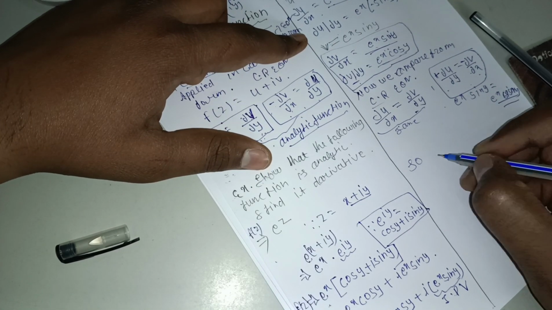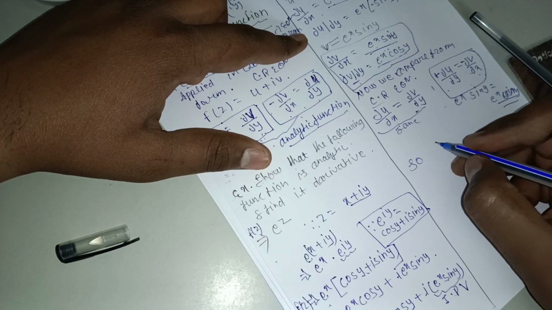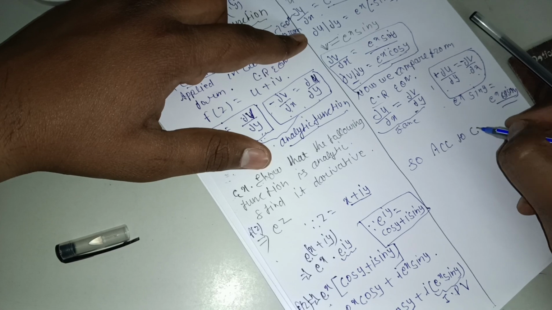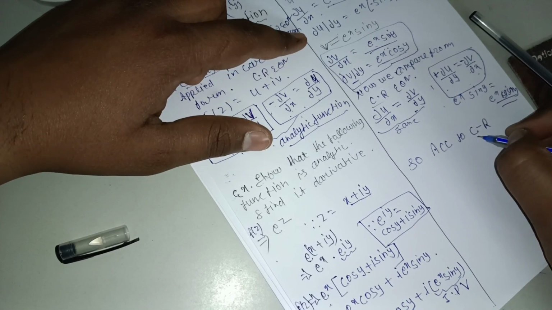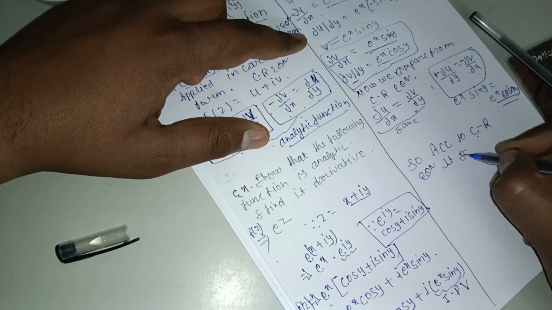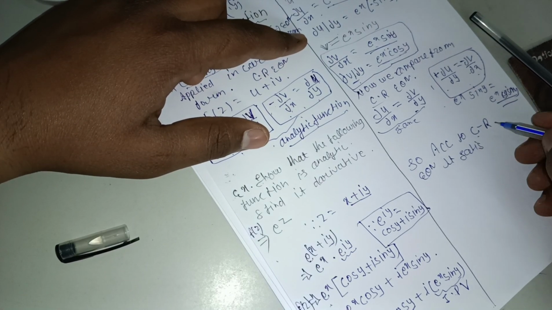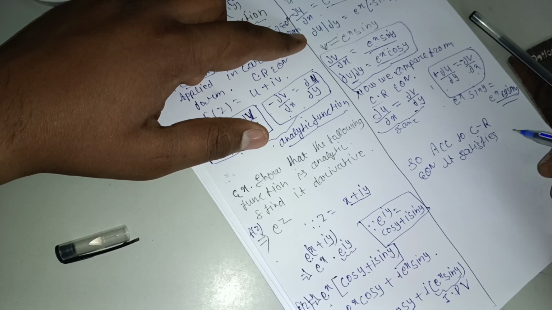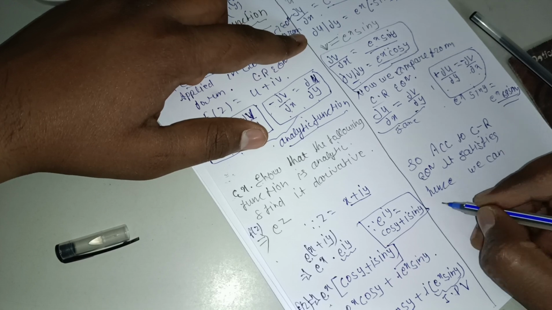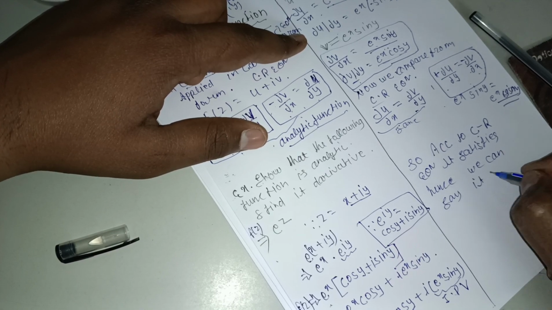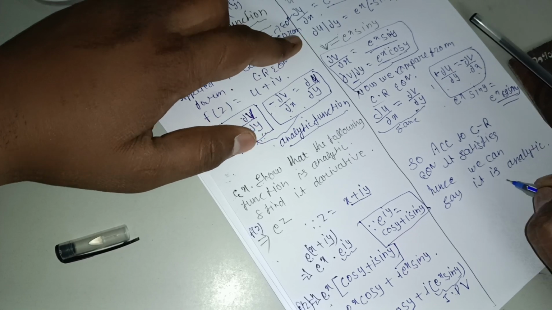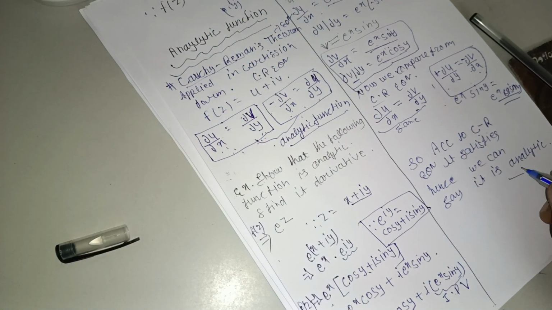So according to the CR equation, what do I mean by CR? CR means Cauchy-Riemann equation. It satisfies the CR equation. Hence, we can say it is analytic. Okay. Now let's move on to the second example.